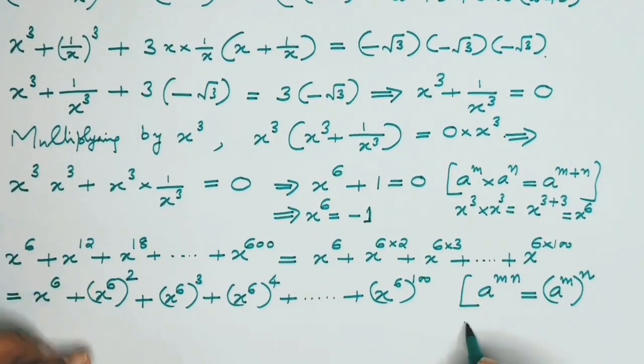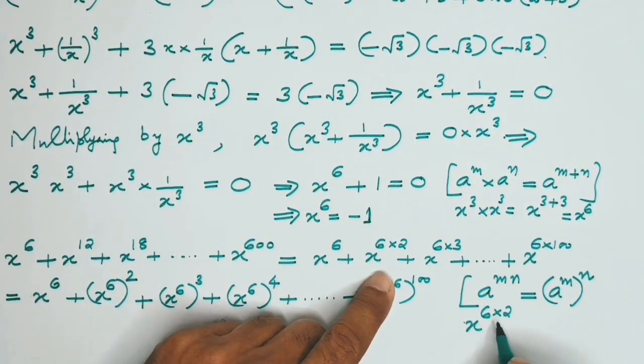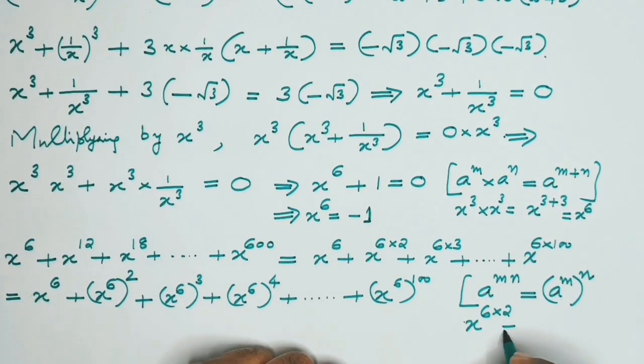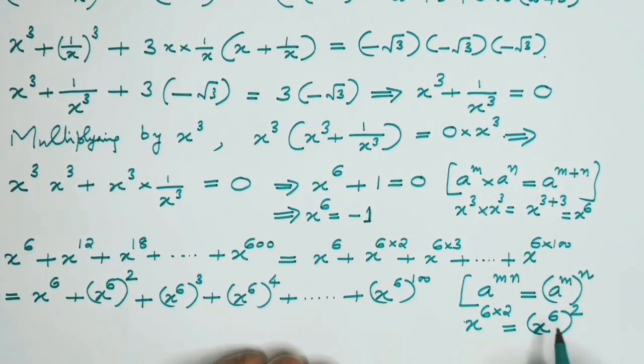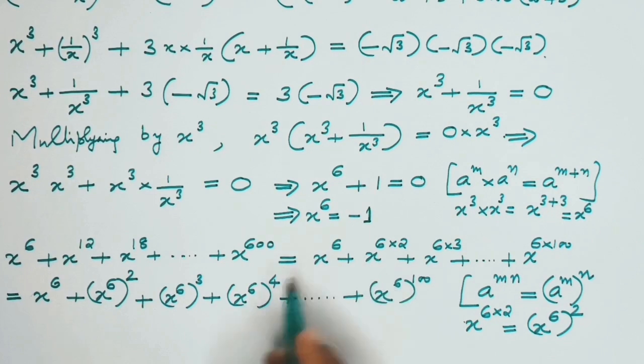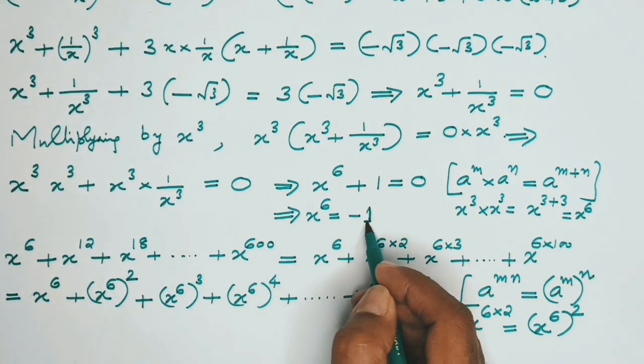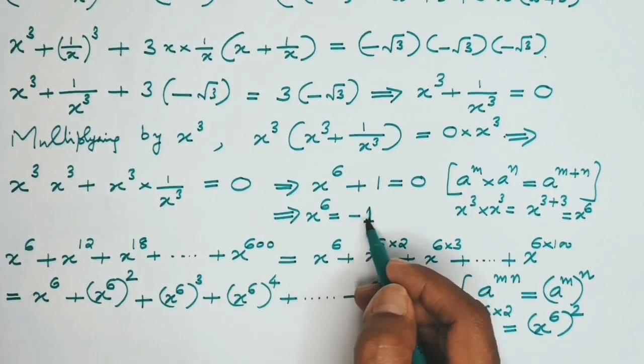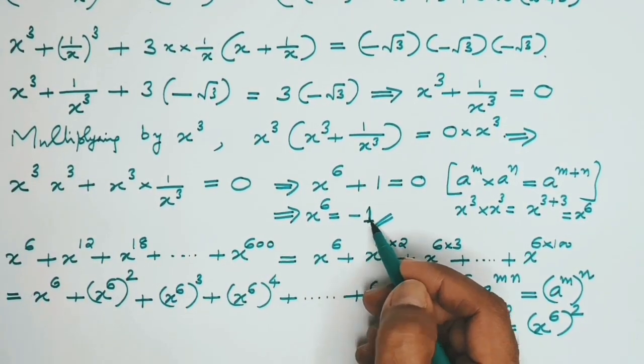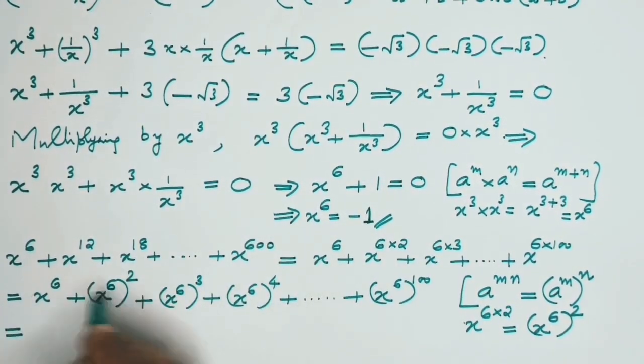For example, the second term, x to the power of 6 multiplied by 2. Here m is 6, n is 2. So you have x to the power of 6, the whole to the power of 2. That's how I have written this as this, and similarly the others. Now, we have found that x to the power of 6 is minus 1. Can you see this one? This we will substitute in this expression.